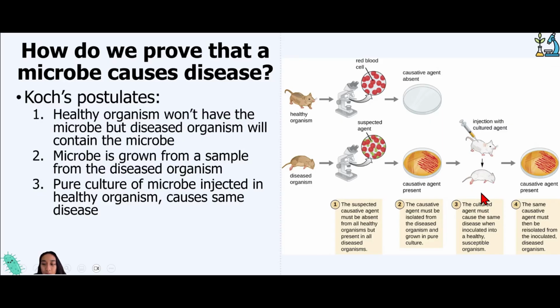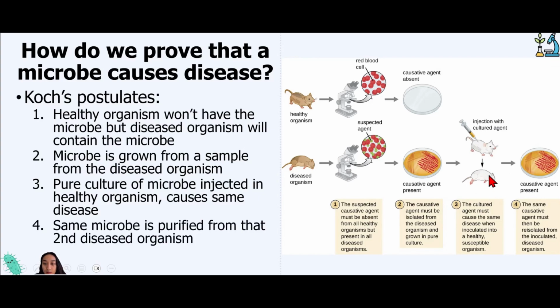And then it seems kind of redundant, but the fourth requirement is that from this mouse that you have infected, you should also be able to isolate the microbe, and it should be the same microbe as from step two. And so those are the postulates of how we can essentially prove that a specific microbe causes a specific disease. Now, we obviously know that there are many microbes that are hard to grow in the laboratory. So, for those microbes, this doesn't work.